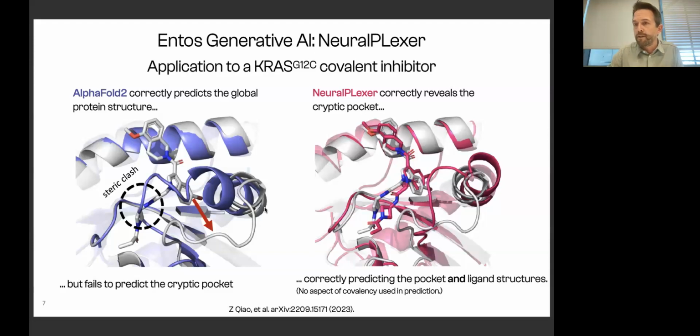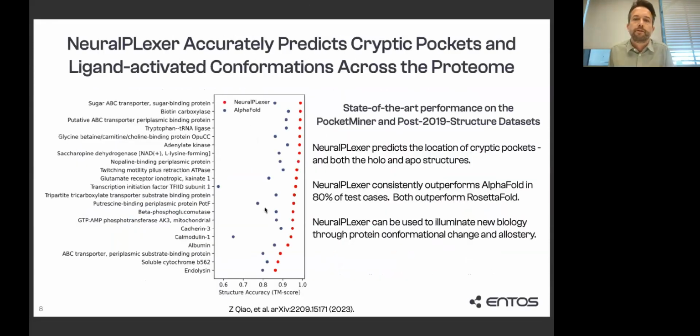We didn't just cherry-pick this one example. Also in this paper, which is on the archive and which is submitted, we do this for over 100 different examples of cryptic pockets and ligand-activated conformations. We do this in datasets that are temporally split. So we only train on data prior to 2019, and then we only predict on data post-2019 to make that realistic with respect to the way actual research occurs.